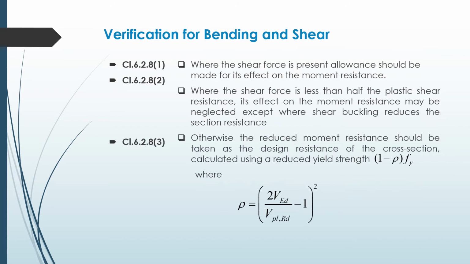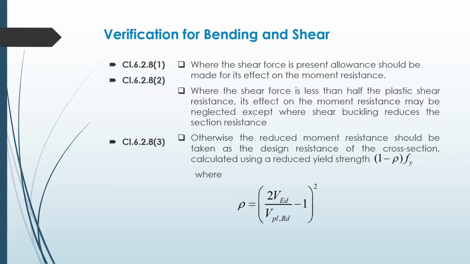So in the previous slides, though the verification for bending and shear was carried out independently, clause 6.2.8(1) of the code says that where shear force is present, suitable allowance should be made for its effect on the moment of resistance, which is reflected in clause 6.2.8(2), according to which, where the shear force is less than half the plastic shear resistance, its effect on the moment of resistance may be neglected, except where shear buckling reduces the section resistance.